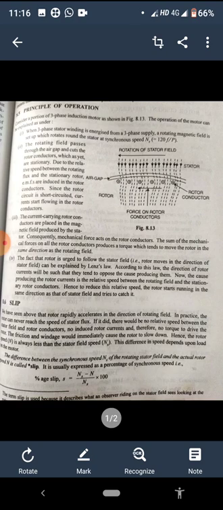Next we will take slip. Assume the speed of the stator field is Ns, which is equal to 120f/p, and N is the speed of the rotor. The rotor will never achieve a speed equal to Ns, because in that case there is no relative motion, so no EMF is induced in the rotor winding. The motor will stop, so this will never happen. The difference between the synchronous speed and the rotor speed, divided by the synchronous speed, is called slip. Slip shows the relative speed between the stator field and the rotor winding.